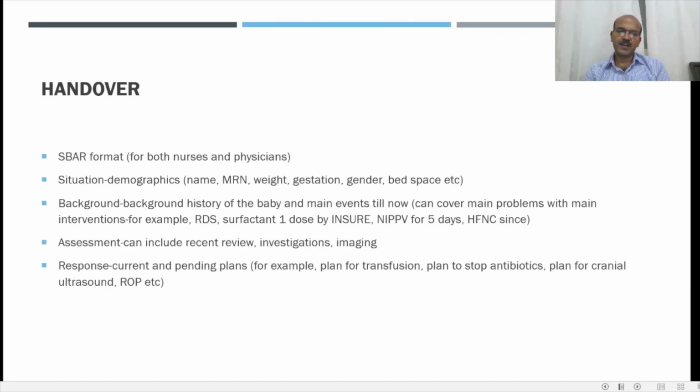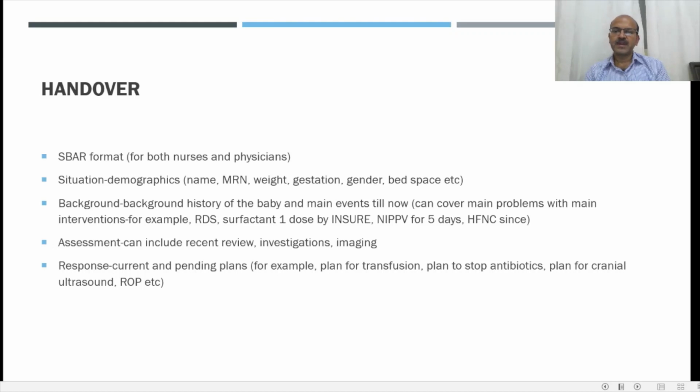For example, if you're talking of respiratory distress, we can say baby had RDS with one dose of surfactant by INSURE, received IPPV for 5 days and has been on high flow since. This is a short summary of the respiratory course. And like that, for each system, you would enter one or two lines.